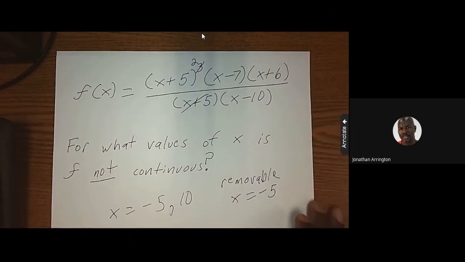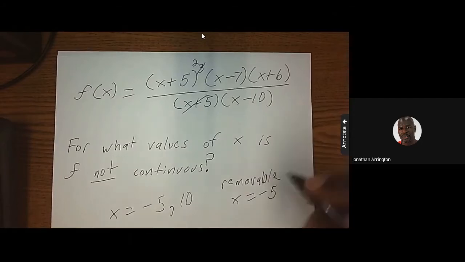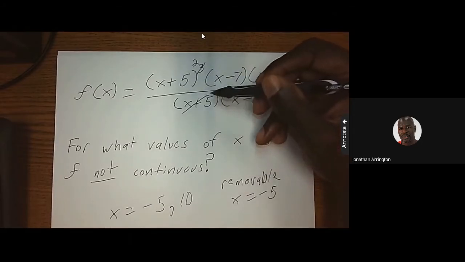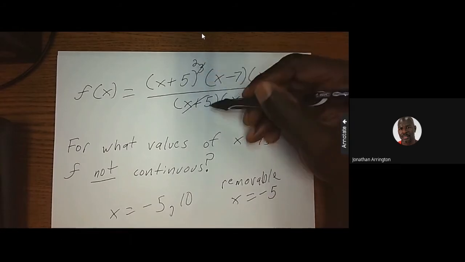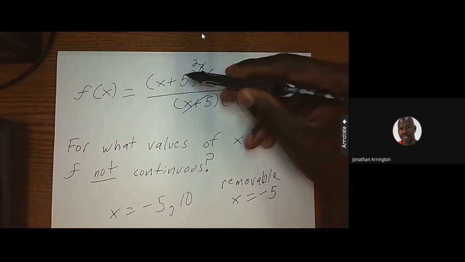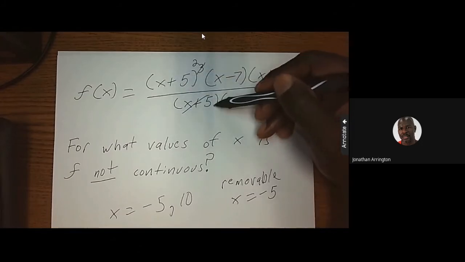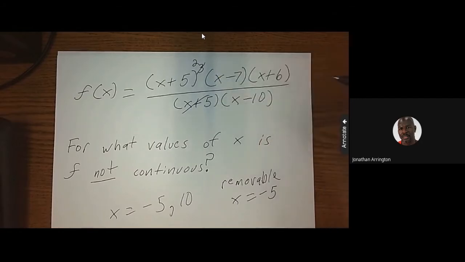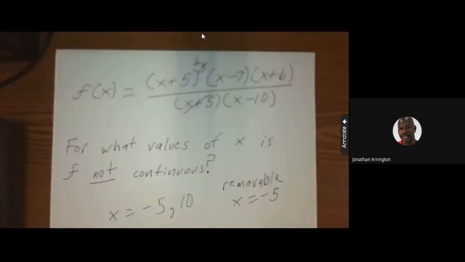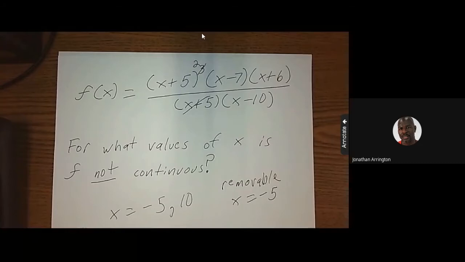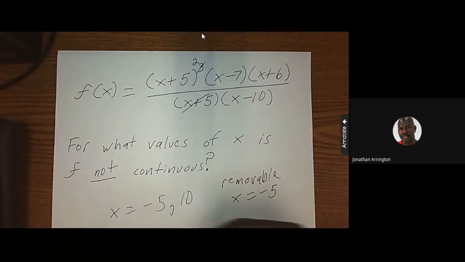Now, in one of the virtual groups, someone didn't know that I can cancel out an x plus 5 when I have the same thing raised to a different power. And absolutely you can. So if I have x plus 5 cubed, I definitely can cancel out this x plus 5. I can do that all day long. So that's my removable. Once I take care of this x plus 5, this guy is in its most simplified form, and the only thing left on the bottom is x minus 10. So that means that x equals 10.